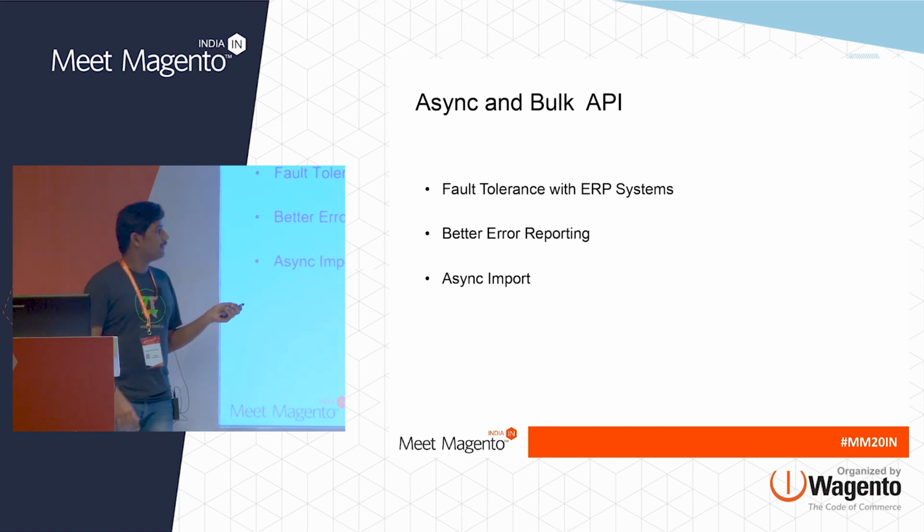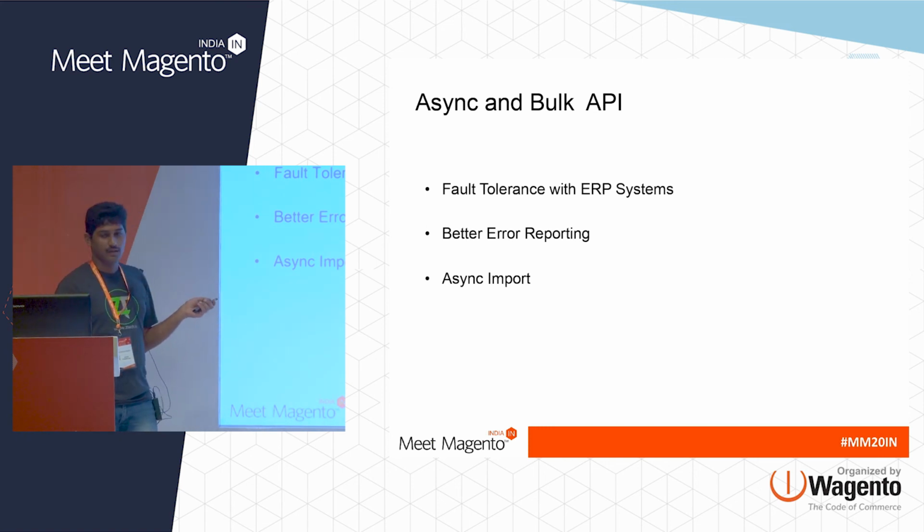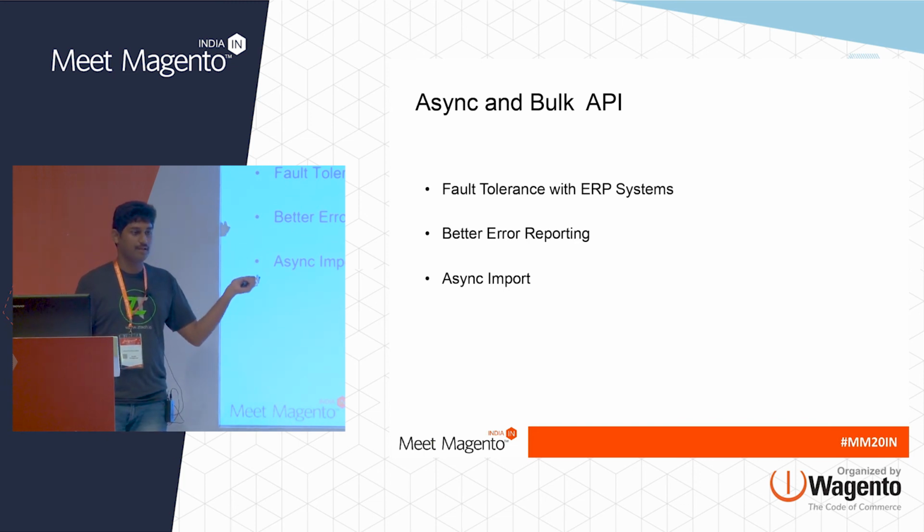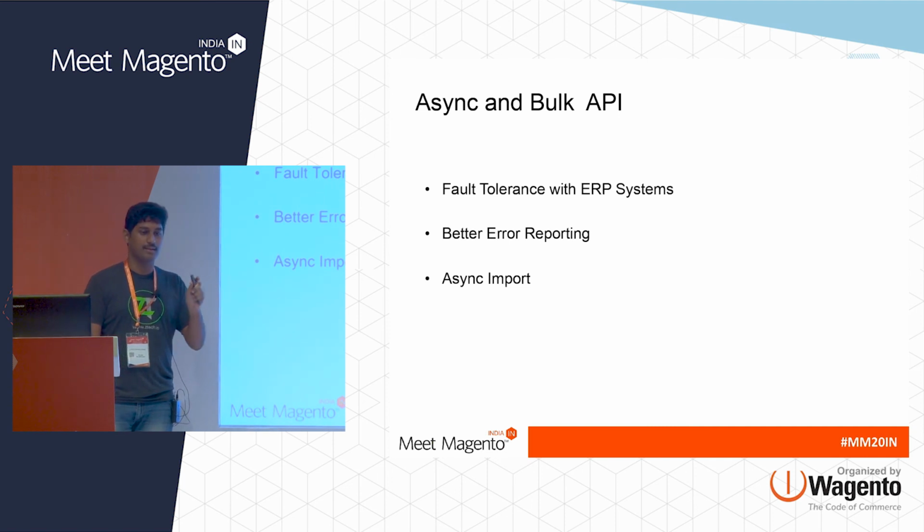So what are the benefits of async and bulk API? You will get fault tolerance with the ERP system. If your ERP fails, or your API doesn't hit properly, you will note it from the status API. And there is better error reporting with async APIs. You will get the UUID, and if you pass the UUID to the API, you will know whether the process was done correctly or not.